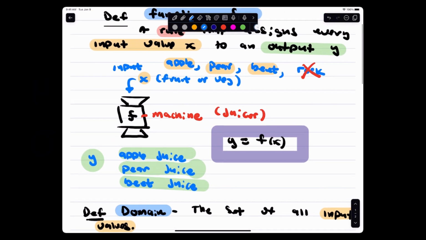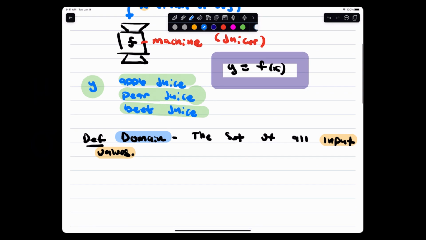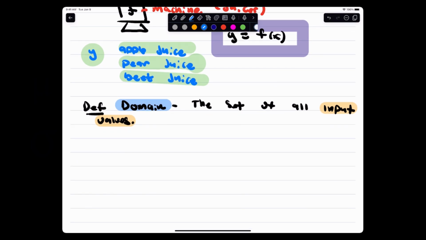So everything that you can put in this machine, like fruits and vegetables, is what we described as being in the domain of your function f, okay? So it's a set, so I'm going to give you guys some set notation. A set is a list, but we have what's called set builder notation. So the domain is written as a set of all x such that x is a fruit or what? Or vegetable.